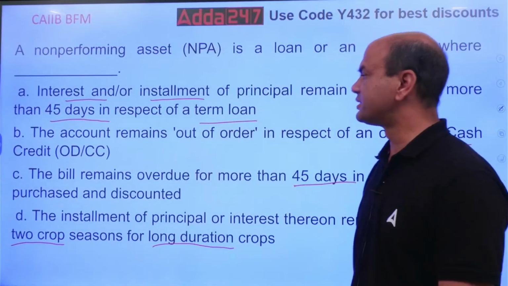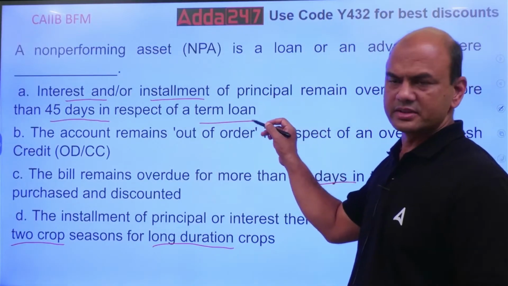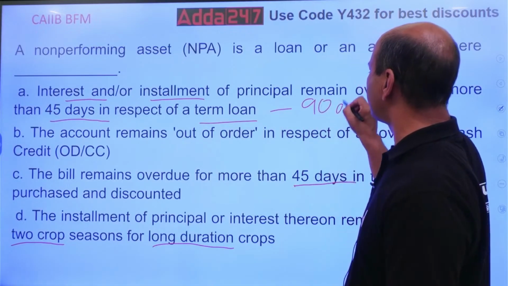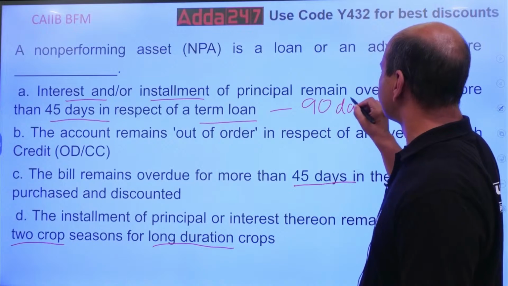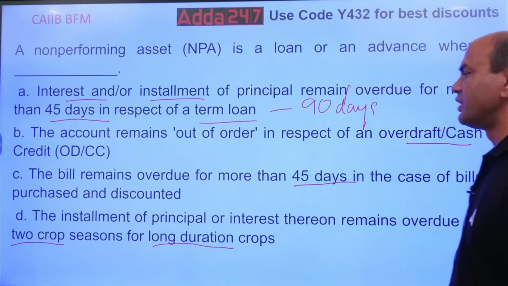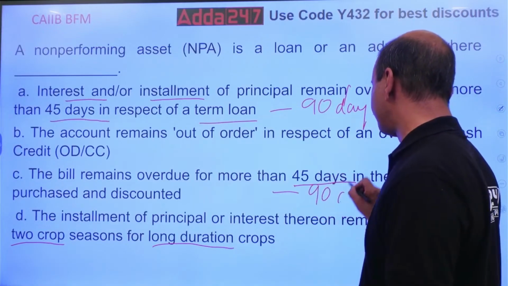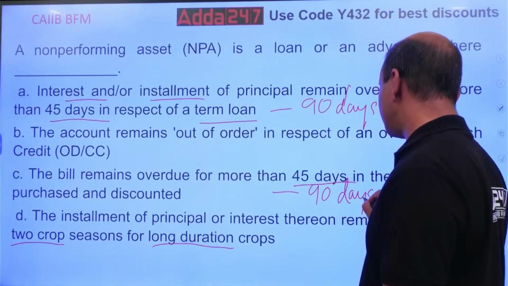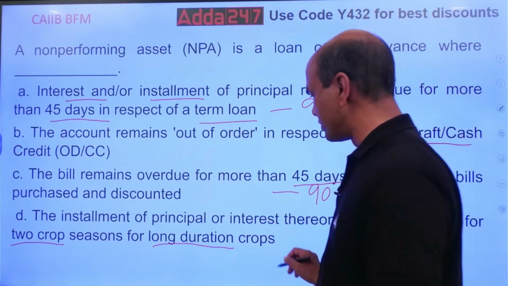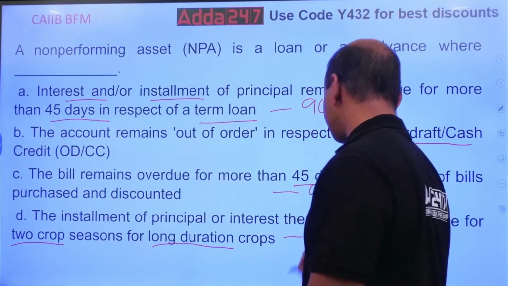The answer is here. This answer is not correct. 45 days? The rule is 90 days. Everywhere the rule is 90 days. Then 45 days over here, again 90 days. So that is also out. In long duration crops, the period is 1 crop season, not 2. So this is 1 long duration crop. It is 1 crop season.